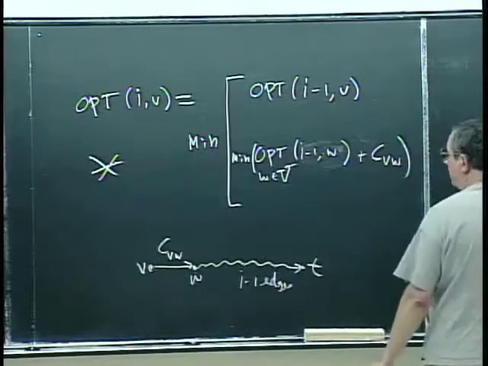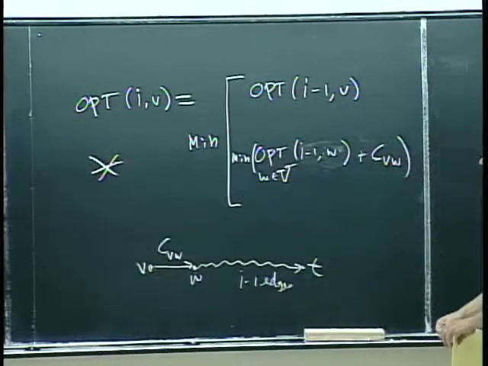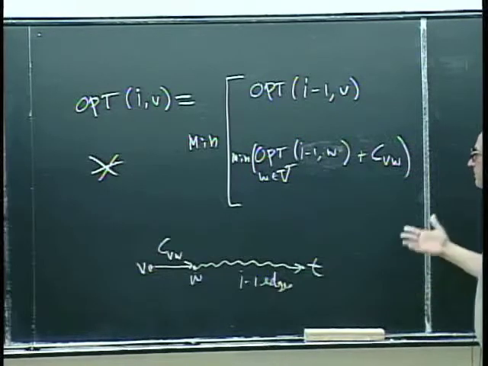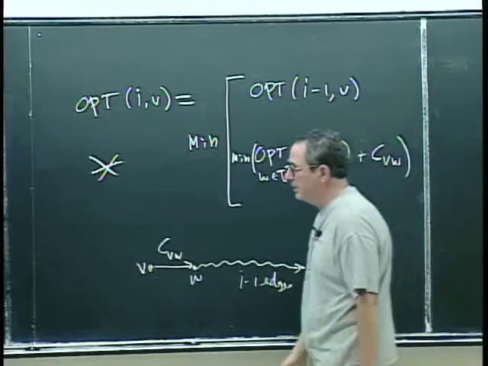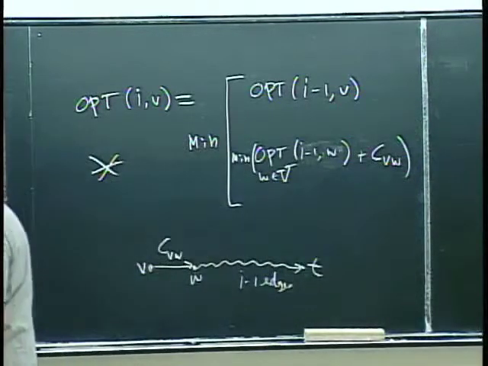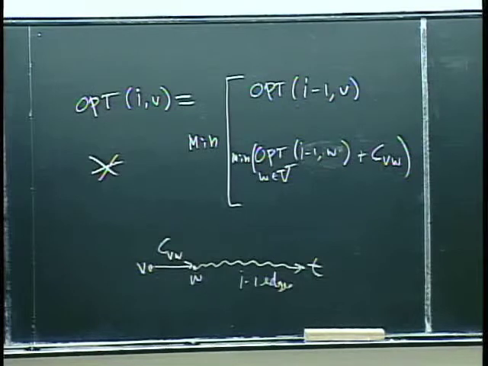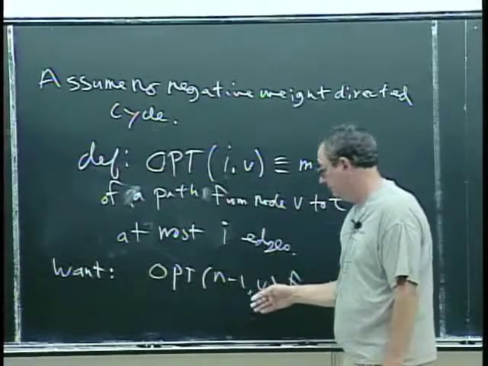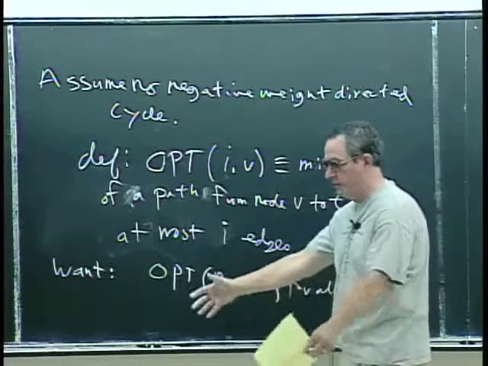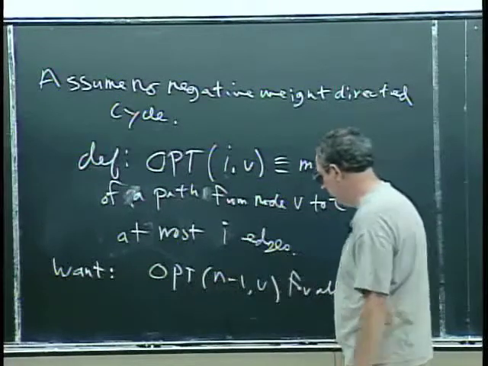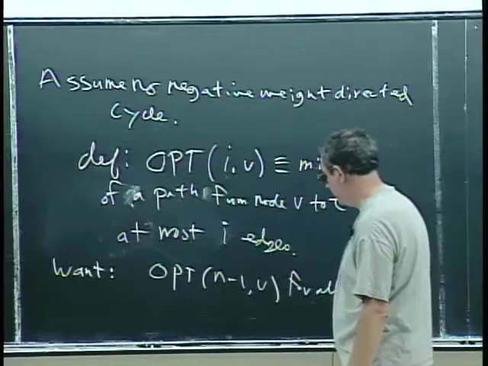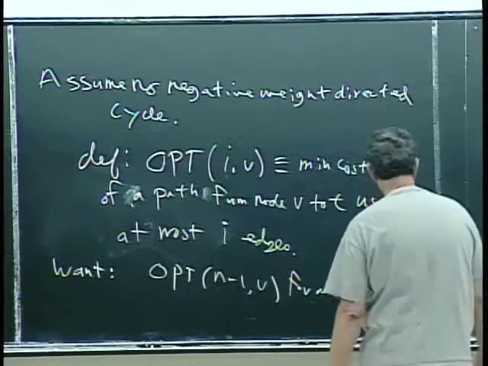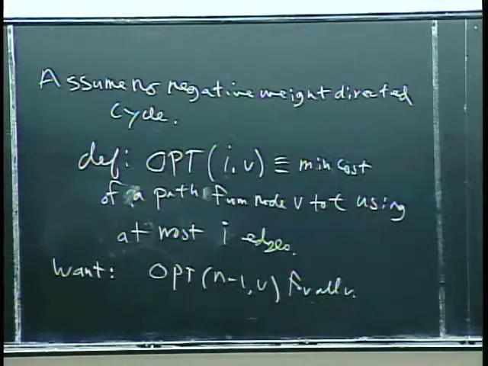And then we want to organize the computation of this as a dynamic program. As before, you could always organize this as a top-down recursive algorithm, where your first call would be opt n-1 v, and you'd make that call for each possible v, and you'd spawn a huge recursive tree, and it would be very, very inefficient to do that.